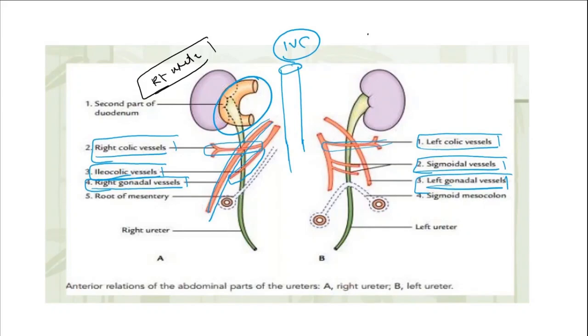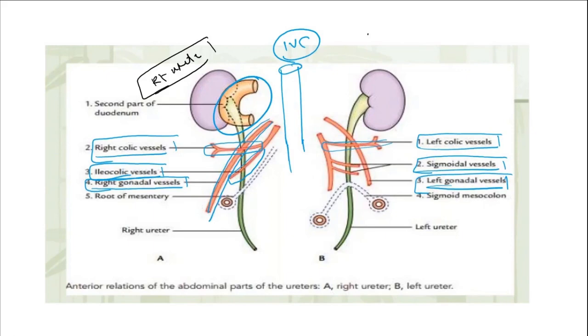So the pelvic ureter runs on the lateral wall of the pelvis in front of the internal iliac artery. The image is not present here, so internal iliac artery. The pelvic ureter runs on the lateral wall of the pelvis in front of the internal iliac artery.